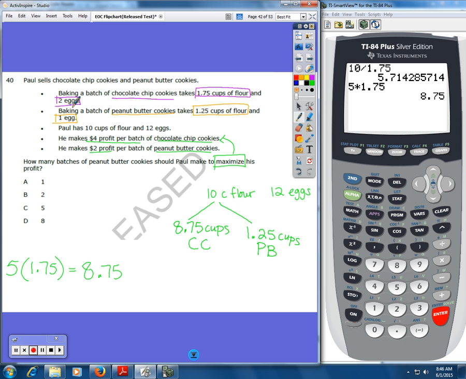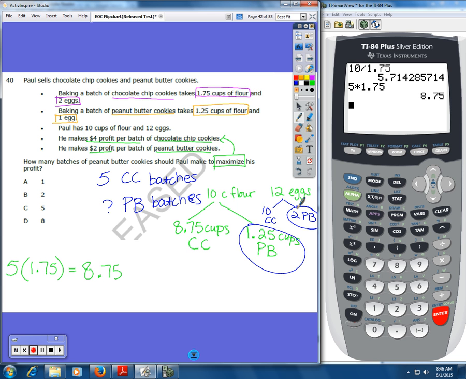So it says he has 2 eggs for each batch. So if he makes 5 batches of chocolate chip cookies, then that's going to be 10 eggs for chocolate chip cookies, which leaves 2 for peanut butter. Okay, so we're making 5 chocolate chip batches. So if we're doing that, because that's going to maximize his profit, then let's look to see how many peanut butter batches he could make with the leftover ingredients. So he has 1.25 cups left over for peanut butter and 2 eggs left over for peanut butter.